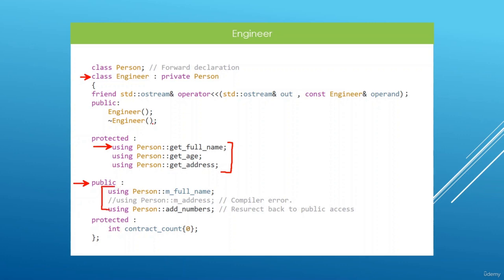One thing you should know is that you can't resurrect something that is already private to an upstream class. For example, we know that our maddress member variable was private to the person class, so we can't really resurrect that in an inheriting class. If we do that, we're going to get a compiler error.